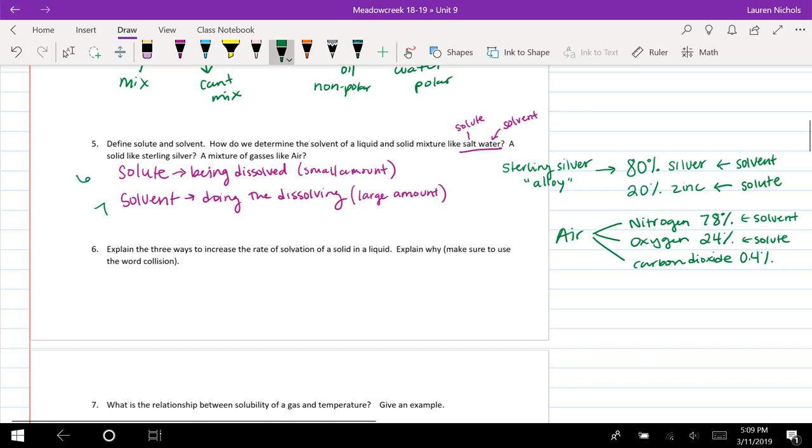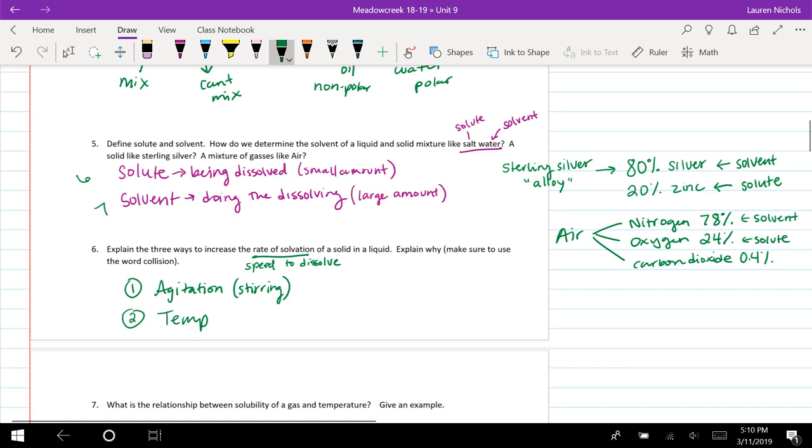Okay. So number six, explain three ways to increase the rate of solvation. So remember, rate of solvation just means speed to dissolve, right? So how do I make it go faster of a solid in a liquid? So an example of this would be, how do I make sugar dissolve faster in a liquid? So a couple things. First thing is agitation. The way that we do this most often is through stirring things, okay? When you stir things, the water comes in contact or collides with your sugar faster, more often, so it literally dissolves faster, okay?